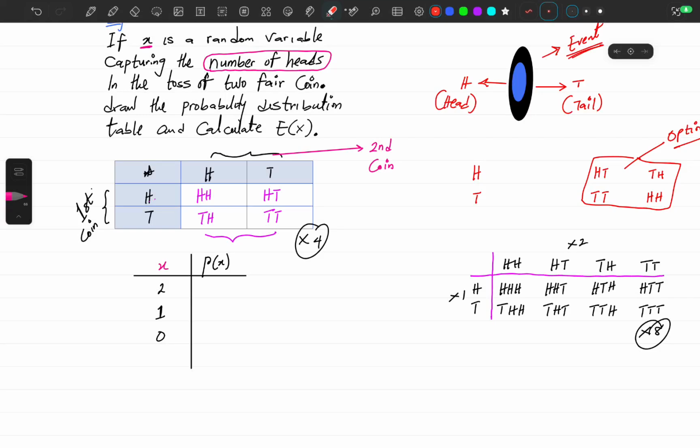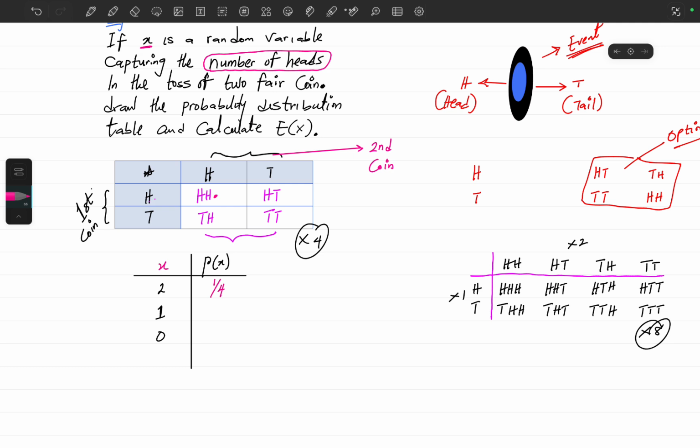So the reason why I have the option for 2 heads is because 1 head can occur, and maybe no head at all. So what is the probability distribution of 2 heads? Out of 4, we notice that just 1 has 2 heads, so that is 1 out of 4. How about 1 head? 1 head is just 1 out of 4.